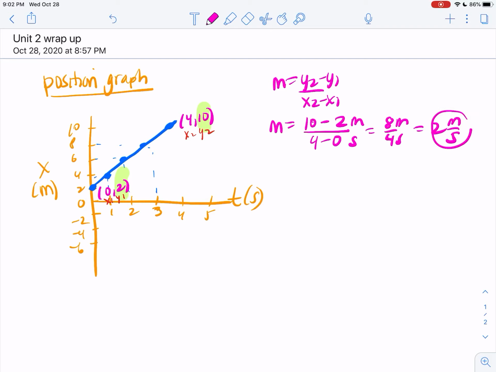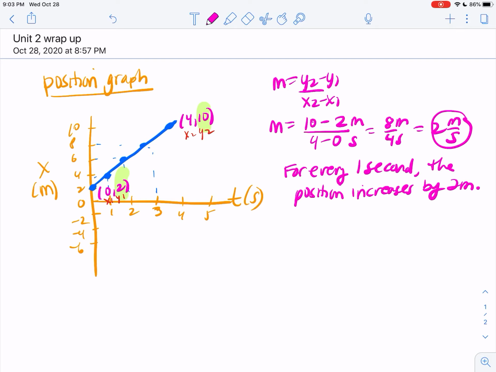So this is the velocity, and this means for every 1 second, the position increases, because it's positive, by 2 meters. So here's a skill: finding the velocity. Here's another skill. I don't want to number them, I'm just going to put a star: writing the for every statement. We've seen that a couple times.